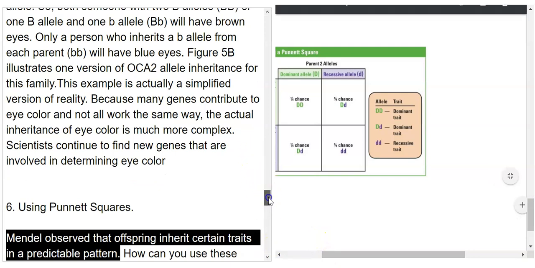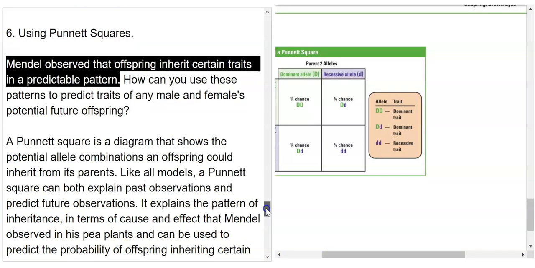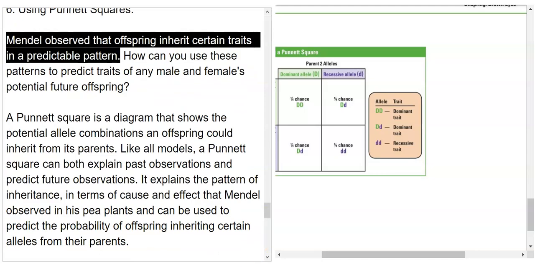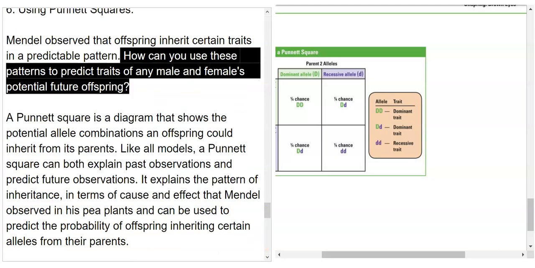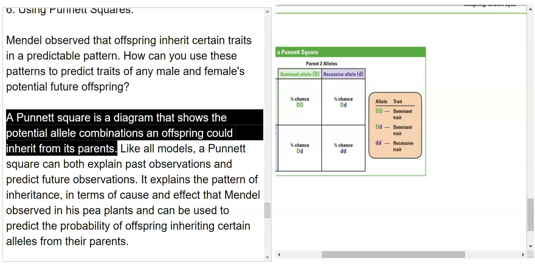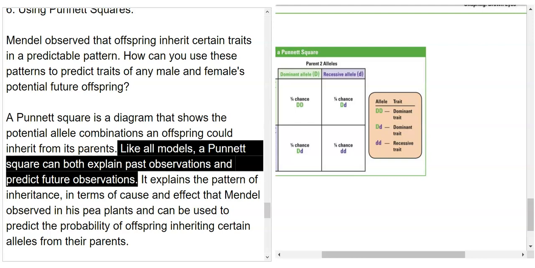Part 6, using Punnett squares. Mendel discovered that offspring inherit certain traits in a predictable pattern. How can you use these patterns to predict traits of any male and female's potential future offspring? A Punnett square is a diagram that shows the potential allele combinations an offspring could inherit from its parents. Like all models, a Punnett square can both explain past observations and predict future observations.